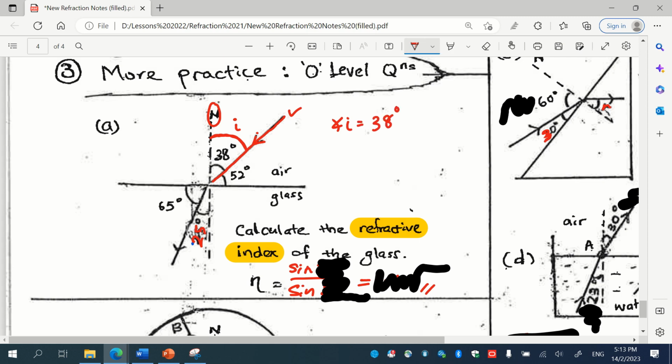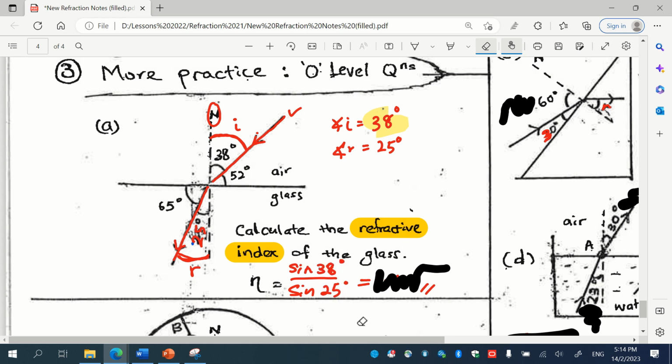Okay. Who is my angle R? My refracted ray is here. So my angle R is between the refracted ray and the normal line, which is this one. So my refracted angle is 25 degree. Now therefore, for the refractive index, who is the bigger angle? The bigger angle is the 38, right? So when I work out sine I over sine R, I must use sine 38, the bigger angle, on top, smaller angle below. Sine 38 over sine 25.